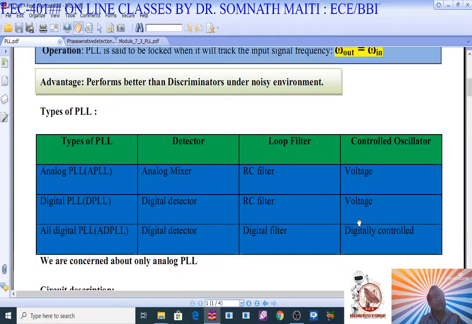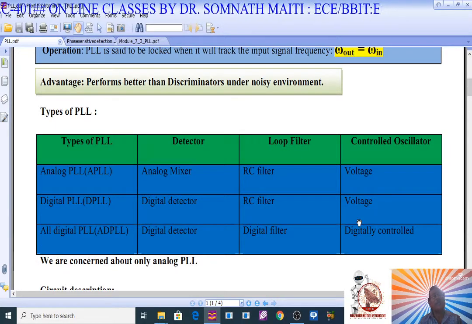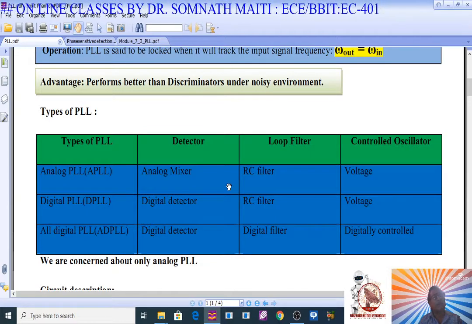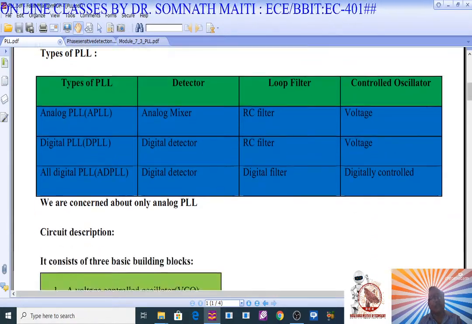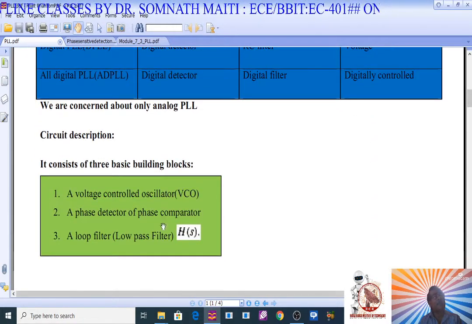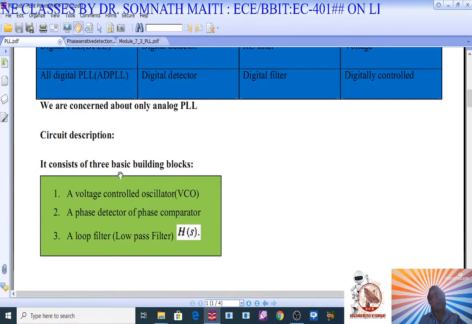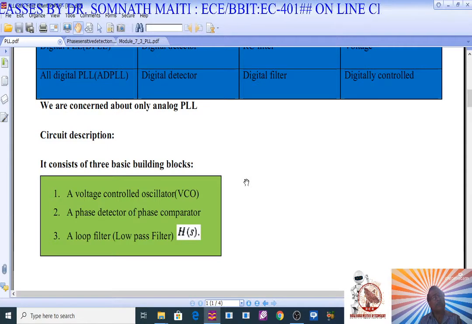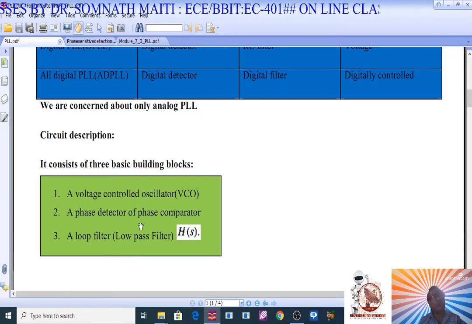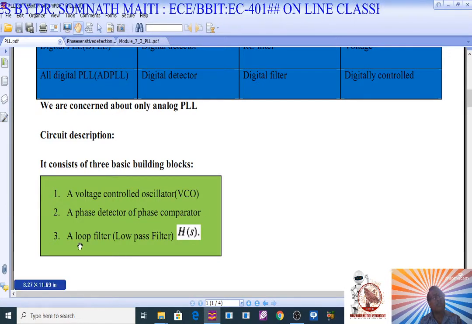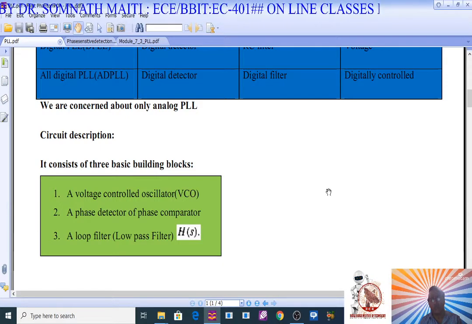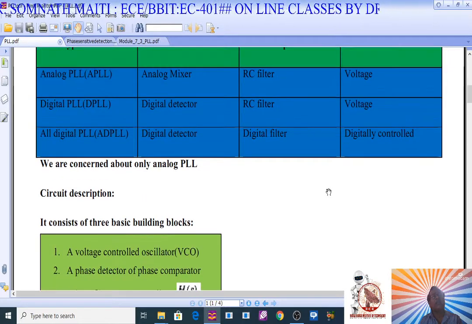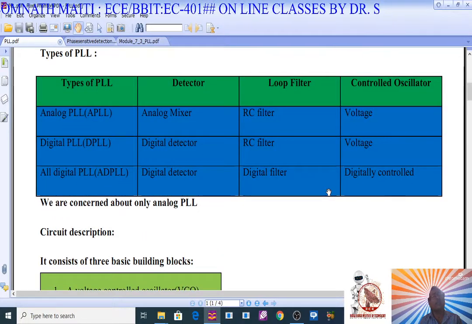There are various types of PLL depending upon its basic building block. I shall come to this later. Before that, let's come to this. It consists of three basic building blocks. Number one is voltage control oscillator. Number two is phase detector or phase comparator, and number three is a loop filter, or basically low pass filter. Now with respect to these three blocks, it can be of three types.